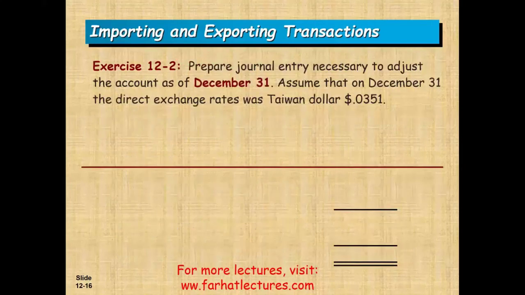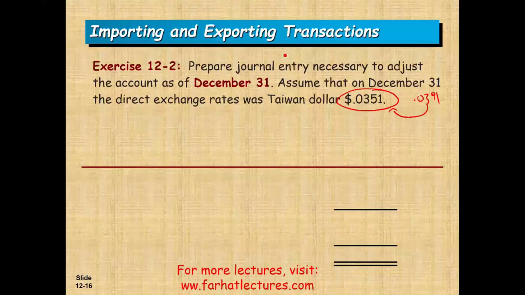On December 31st, the Taiwanese rate, okay, now if we want to buy Taiwanese dollar, we need 0.0351. Well, what was the prior rate? The prior rate was 0.0391. Now the rate, all what we need is 0.0351. We need less US dollar. What does that mean? We are at a gain.